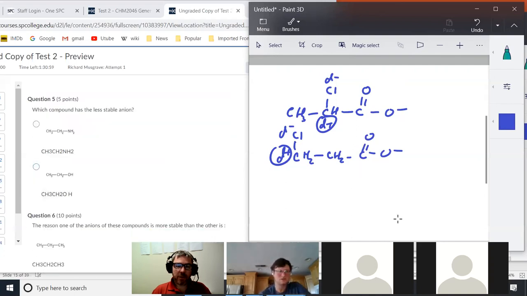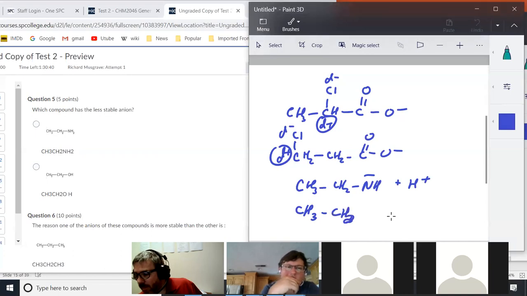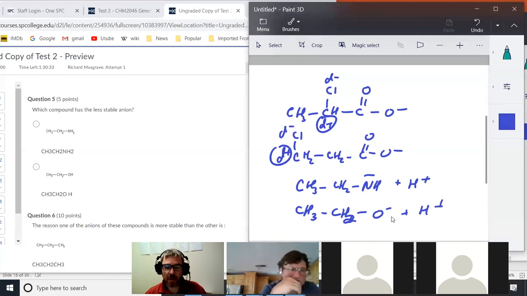Okay, question 5. Which compound has the less stable anion? So again, I'd be inclined to write out what the anions look like. That's really the key to all of this. And the anion is always going to be with one hydrogen removed from the more electronegative atom. So out of this one, which compound has the less stable anion? Well, again, it would be the top one, because N is less electronegative than O.